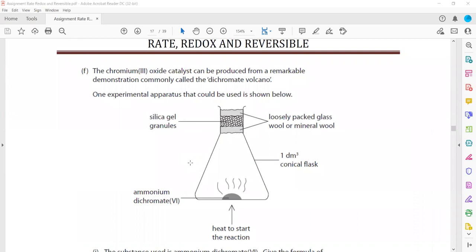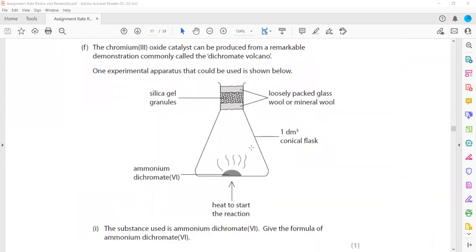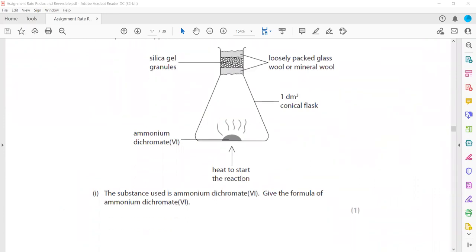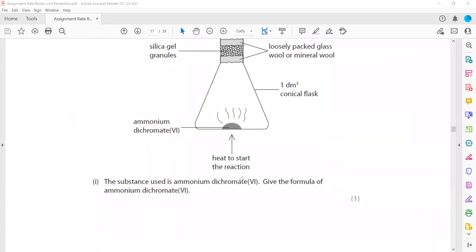A chromium(III) oxide catalyst can be used for a remarkable demonstration called the dichromate volcano. In one experiment, operators use silica gel granules, and ammonium dichromate. We heat it. The substance used is ammonium dichromate. Give the formula of ammonium dichromate.